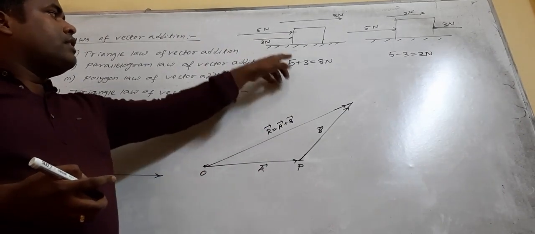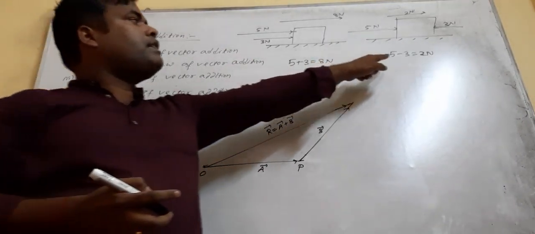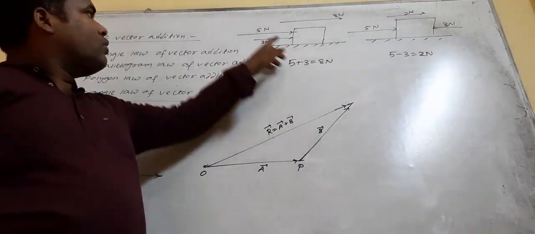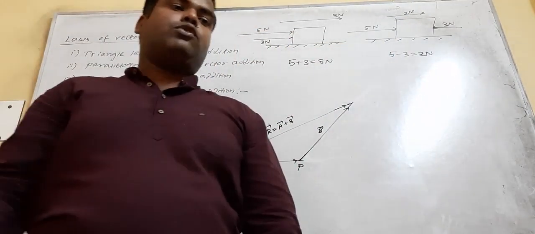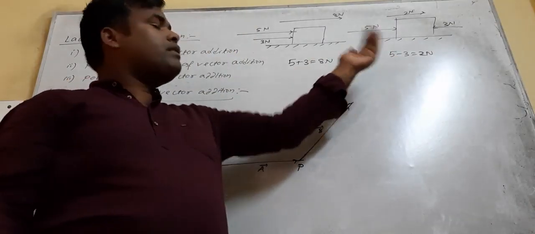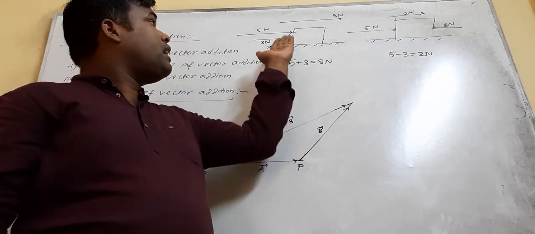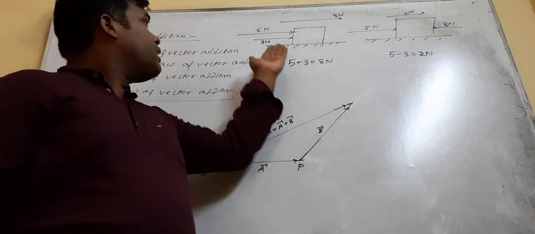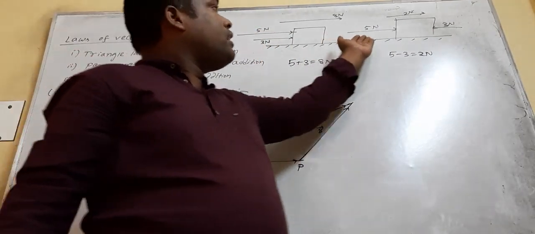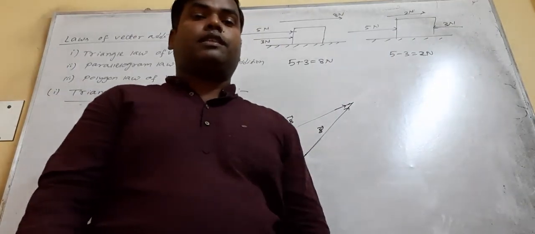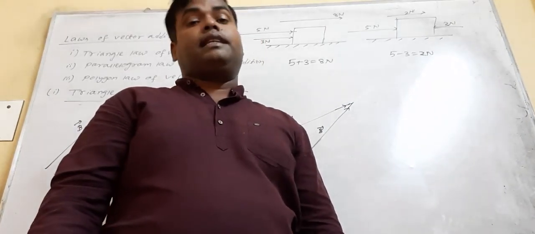Here the resultant is 5 plus 3, here it is 5 minus 3, though the two forces remain the same in magnitude. And why does the resultant differ? Because of their directions. Here they are in the same direction, the angle is 0 degrees. Here these two forces are in opposite directions, meaning the angle is 180 degrees.